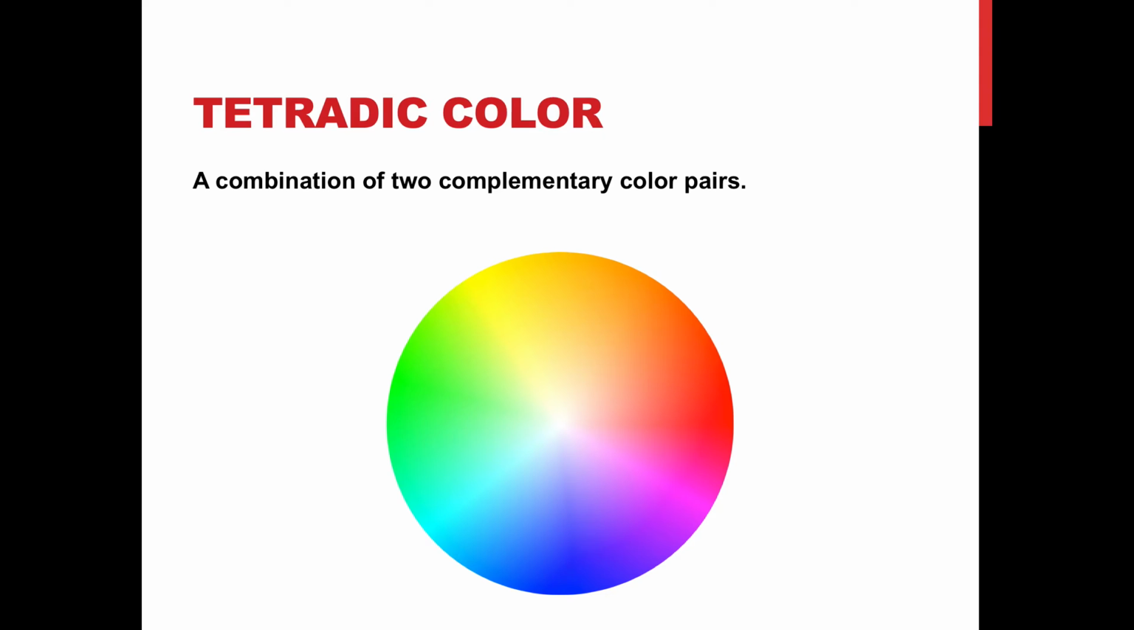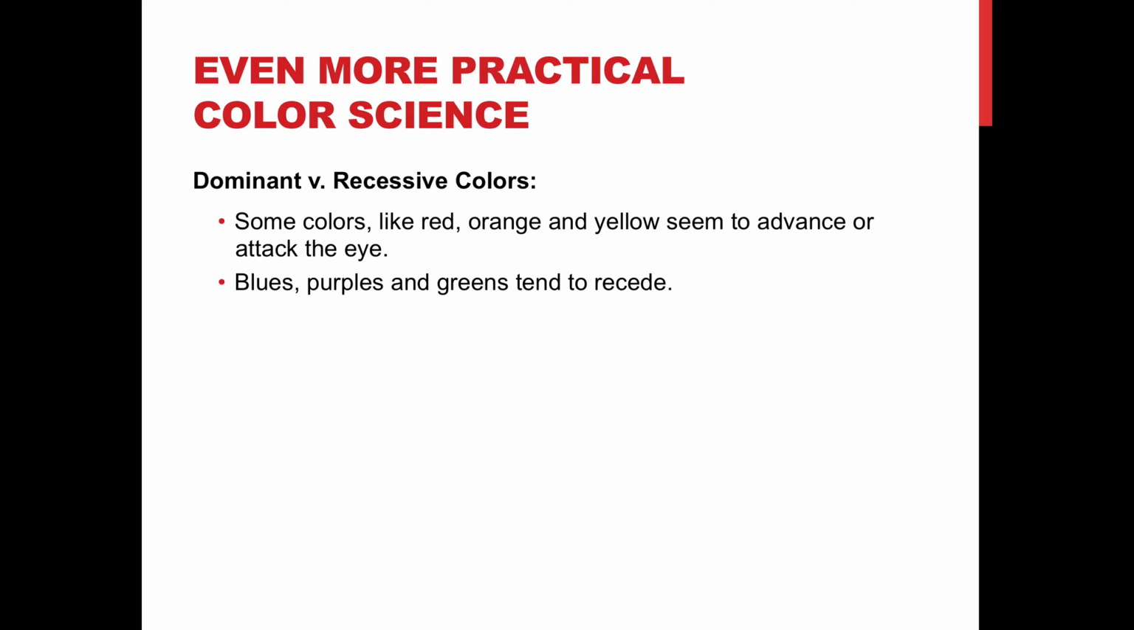Then you have the next grouping, a tetradic color, and this is a combination of two complementary color pairs. So you have ones that are right across from each other, and then you add another pair that is right across from each other. So really, each color is a quarter of the wheel away from one another. These two colors are somewhat complementary. These two are somewhat, those two are somewhat. But if you put them all together, you end up with a couple really nice contrasting pairs.